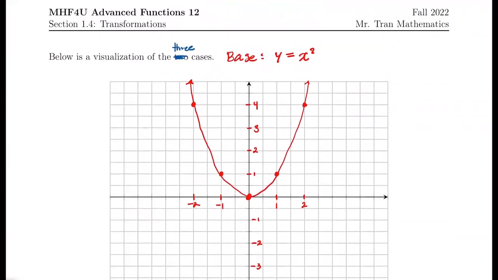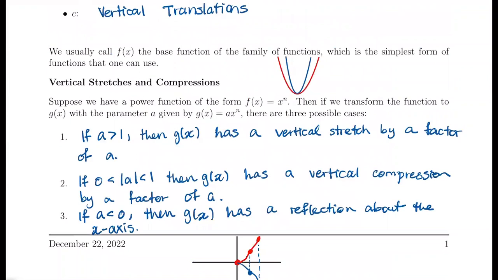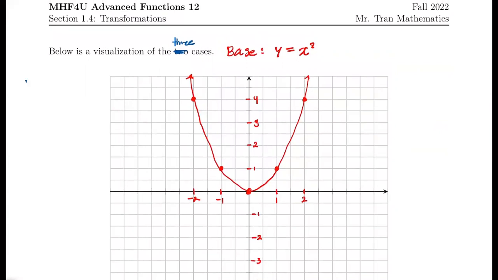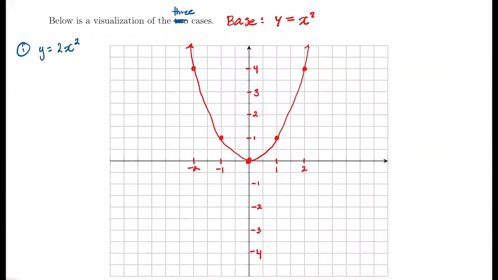So let's have a look at the first case. The first case says that when a is greater than 1, then g of x has a vertical stretch by a factor of a. So let's just say that for the first case, we use some function like y is equal to 2x squared. So here we would know that a is equal to 2 this time. So what this would look like is that every y point that we have at our base function is going to be multiplied by this 2 over here to get the transformed function.